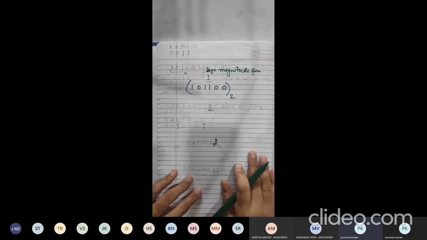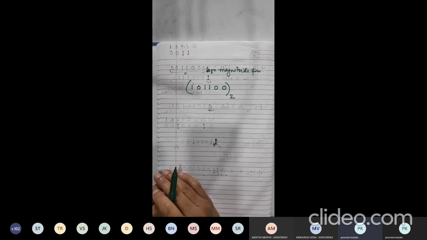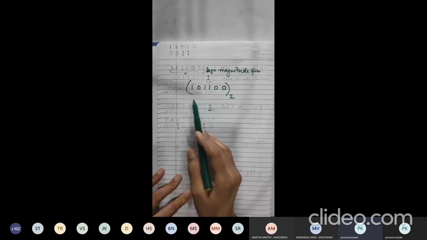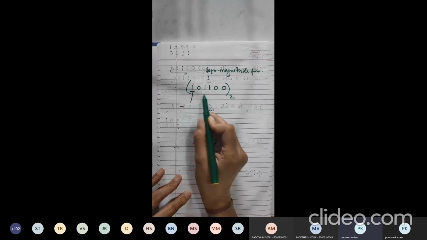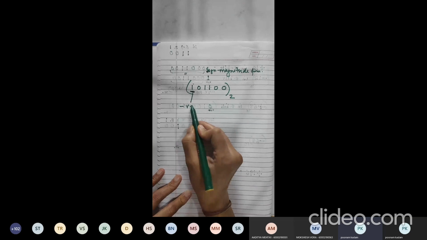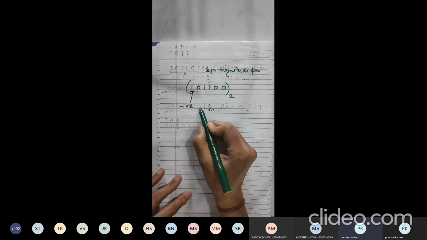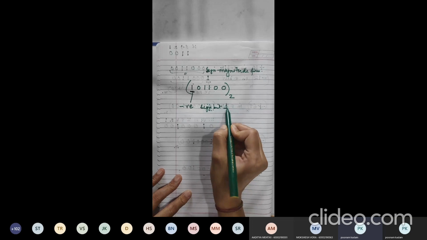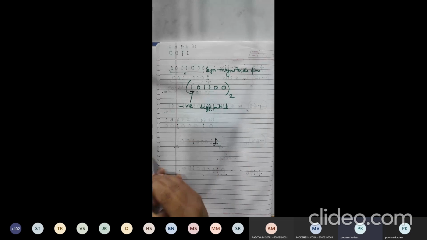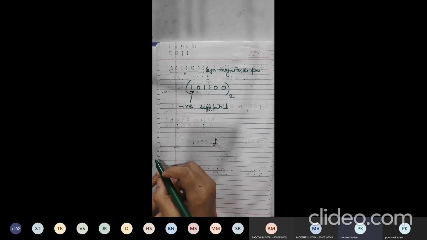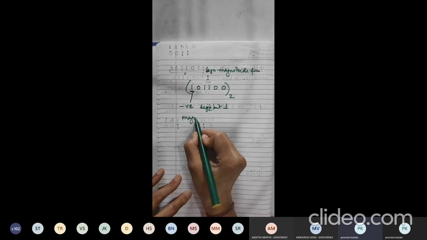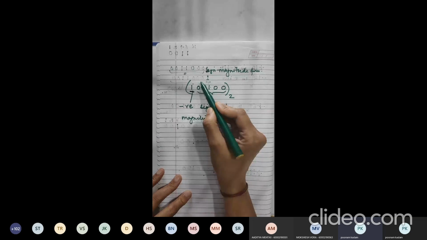So which decimal number is it representing? To find out the decimal equivalent of this number, you first of all check the MSB bit. MSB bit is 1. It means this binary number is representing a negative number, because the sign bit is 1. To find the value of the number being represented, the remaining bits tell the magnitude. So you find the decimal equivalent of this remaining binary sequence.